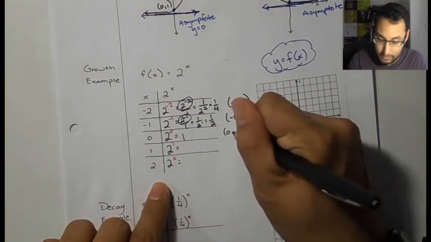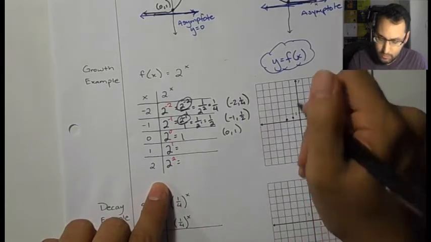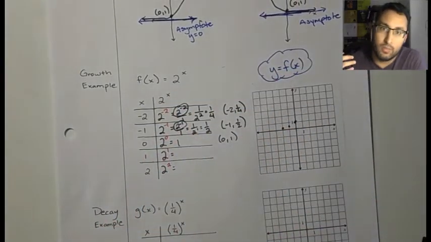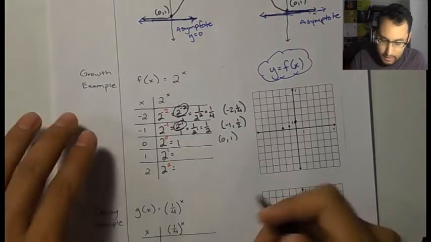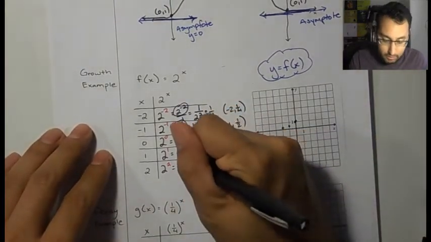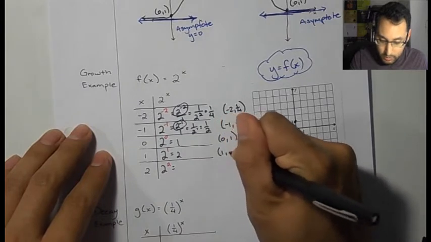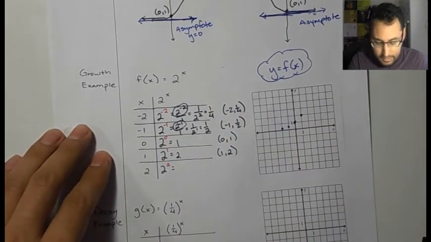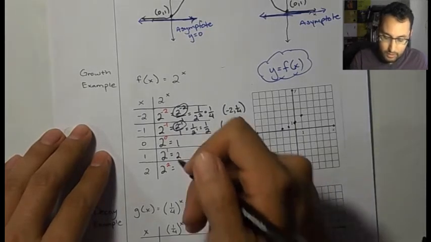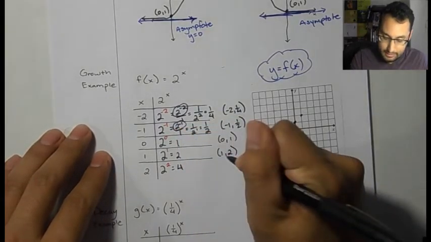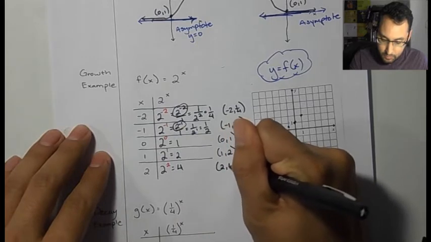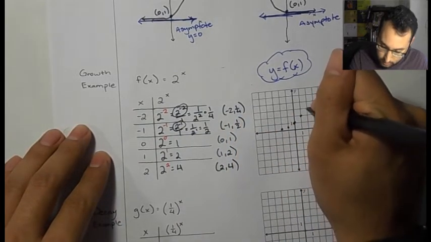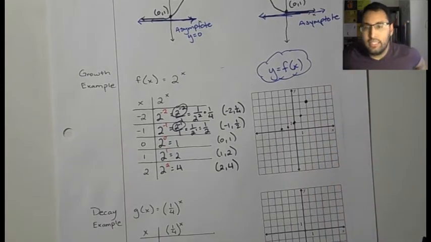Anything to the 0 power is always 1, so that was pretty easy. It is just 0, 1. And that's what we said on our parent graphs, that it's always going to cross the y-axis at the coordinate 0, 1. Next thing is 2 to the first, which is simply 2. So this ordered pair is 1, 2. So that's 1 to the right, 2 up. And 2 to the 2nd power, so 2 times 2 is 4. That is 2, 4. So 2 to the right, 4 up. 1, 2, 3, 4. Now you're going to get these 5 points.